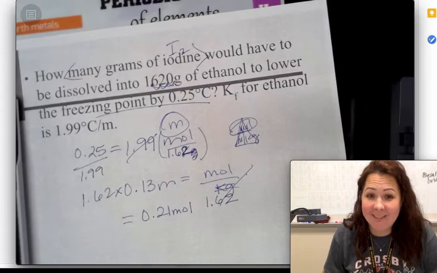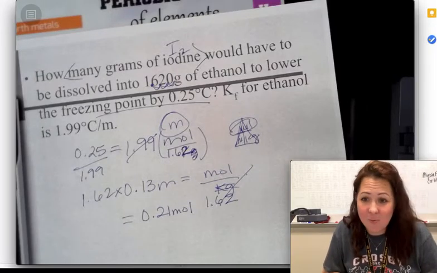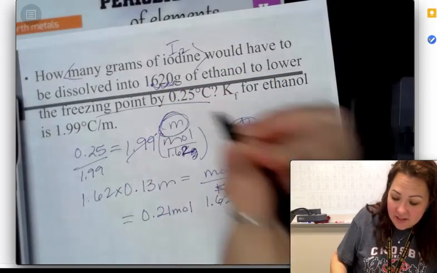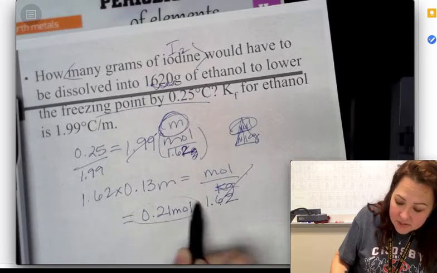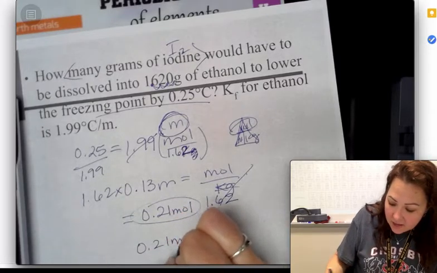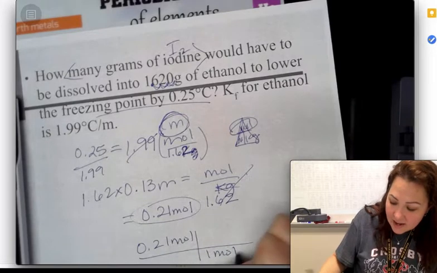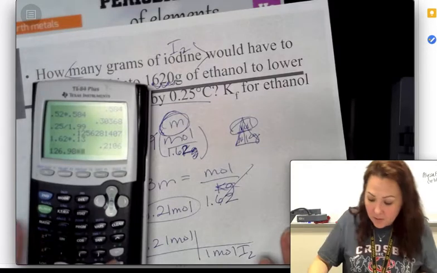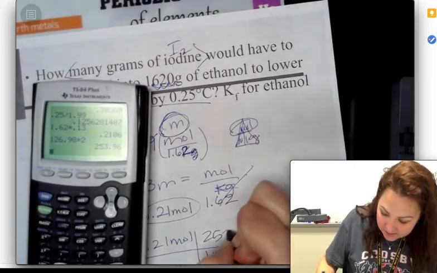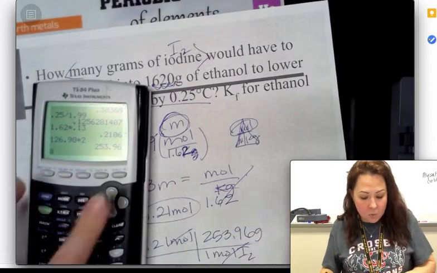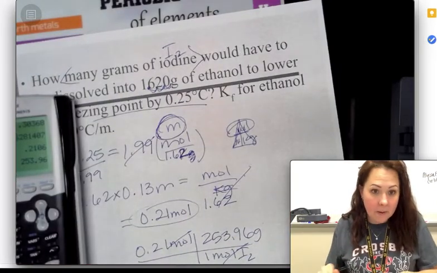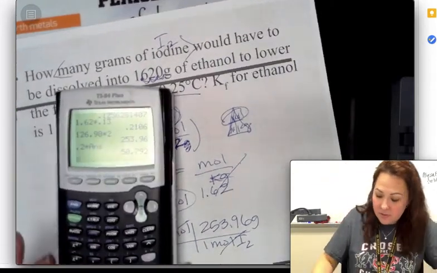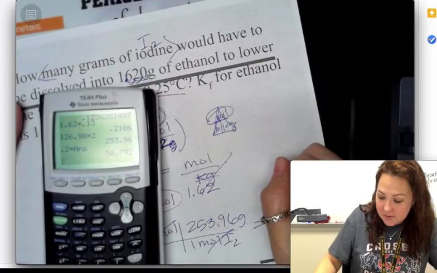I'm not quite done because it's asking for grams. All I'm doing is working backwards through this problem. I'm getting my little m first. Once I have my little m, then it gives me moles. I'm going to take my 0.21 moles and convert it out into grams. Again, iodine is I2, so you have 126.98 times 2, which is 253.96 grams. So 0.21 times that answer. Again, I have two sig figs that I'm working with, so that gives me 51 grams of iodine.